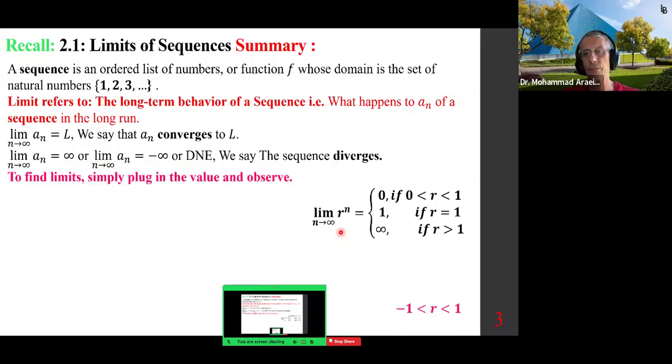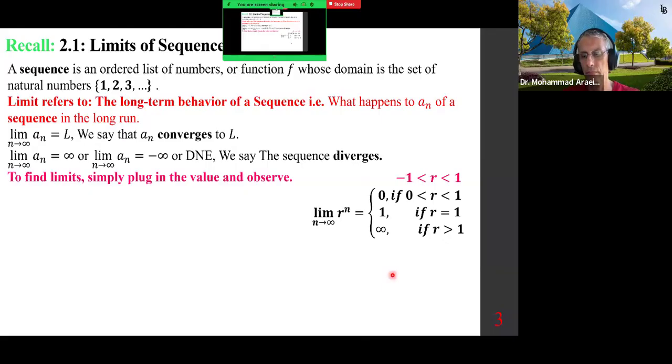You recall some of the theorems. The limit of r to the power of n as n approaches infinity is 0 if r is between -1 and 1, 1 if r is 1, and infinity if r is larger than 1. The limit of 1 over n to the power of p as n approaches infinity is 0 for p larger than 0. The idea is that when the denominator gets larger and larger, the fraction gets smaller and smaller.